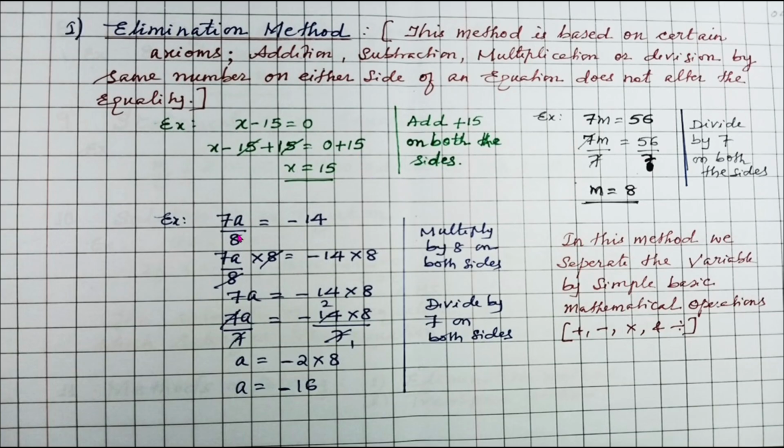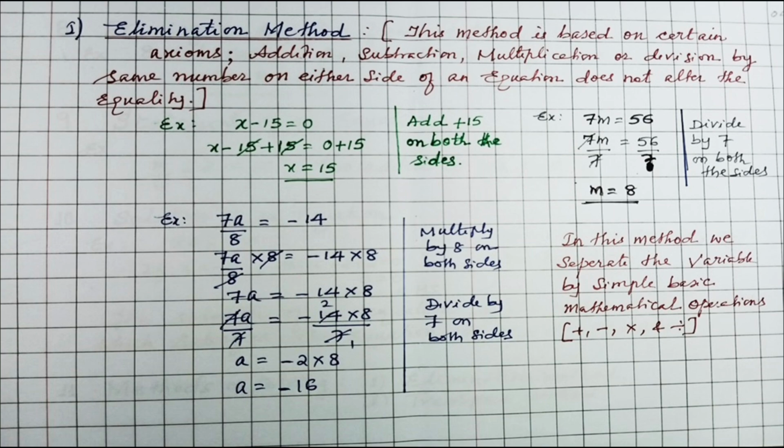Now let us take one more example. 7a by 8 is equal to minus 14. Now I want to eliminate 8, so multiply by 8 on both the sides. 8 will cancel here, so 7a will be equal to minus 14 into 8. Now I want to eliminate 7, divide by 7 on both the sides, then 7 will cancel, 7 twos are 14, a is equal to minus 2 into 8, a is equal to minus 16. So this is the method followed in the elimination method, but this is a slightly lengthier, tedious method.